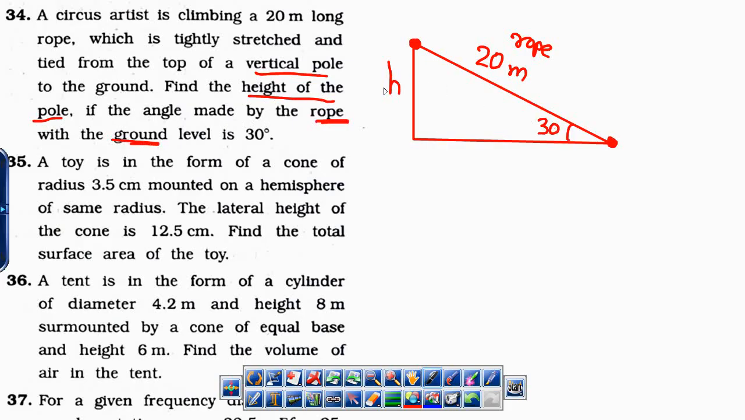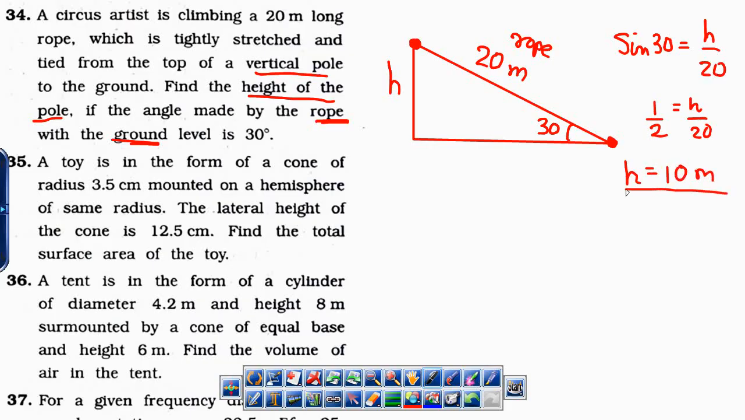You have to apply opposite upon hypo, sin 30. So sin 30 is opposite upon hypo. Value of sin 30 is 1/2. 20 upon 20/2. 10 meter is the height of the pole. That's the final answer.